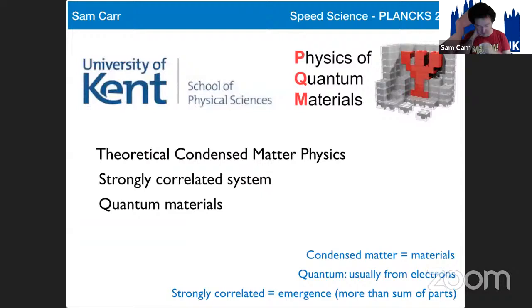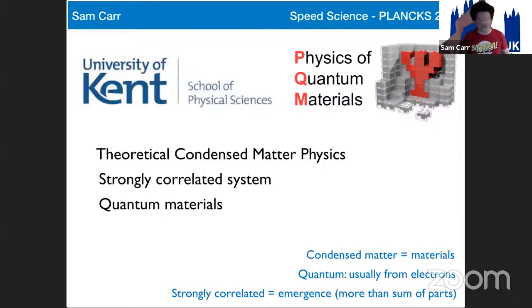And given that I'm in a group that says quantum materials, I just wanted to give you a glossary of what each of these terms means. So the first term, condensed matter, people argue a little bit about exactly what it is, but the core of it is just materials. So I study materials and their properties.